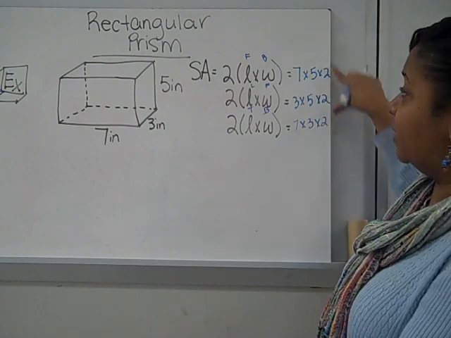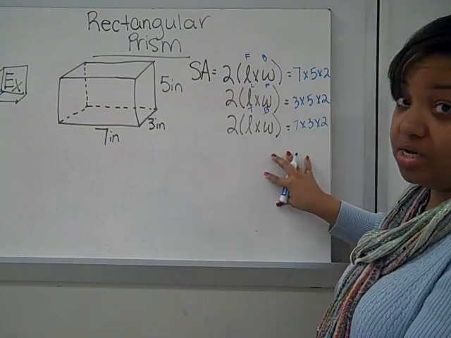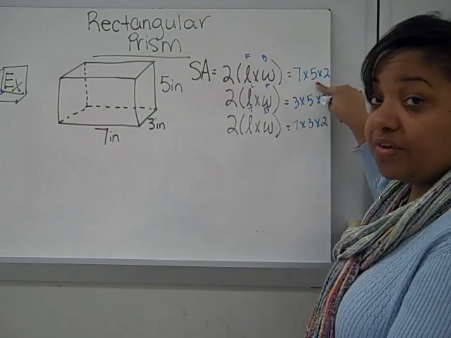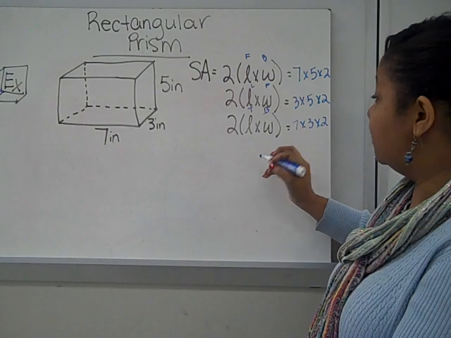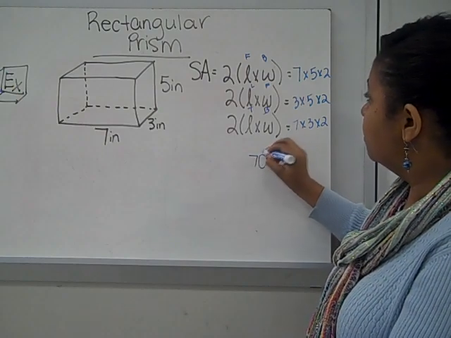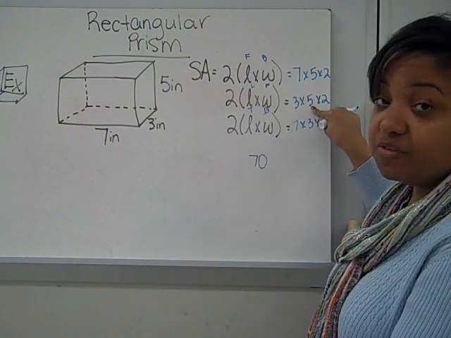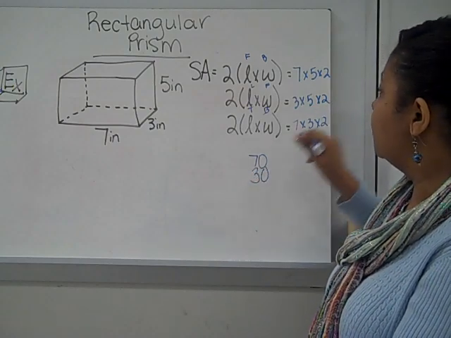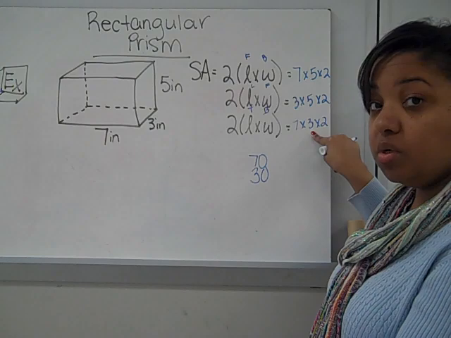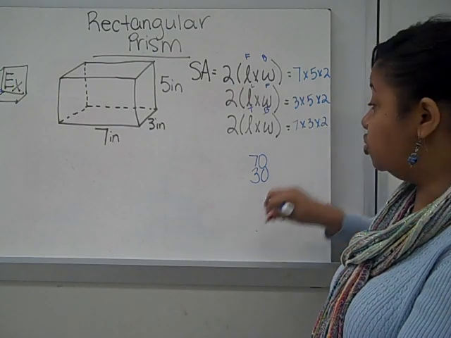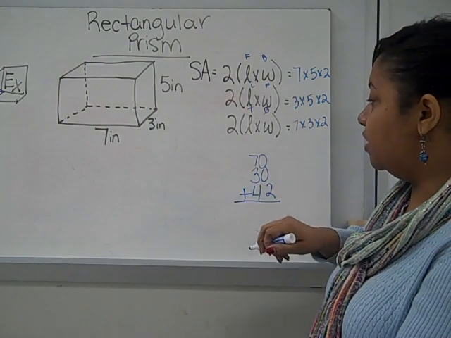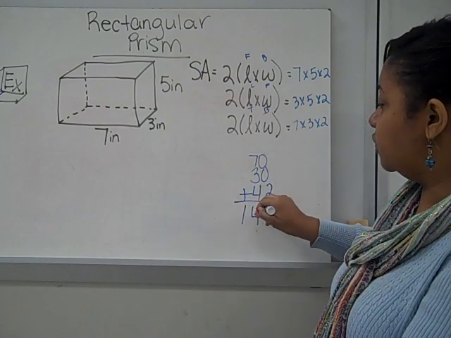So I'm running out of room. I can't write my answer here, so I'm going to write the answers down here, but you can do it in your notebook correctly. 7 times 5 is 35. 35 times 2 is 70. 3 times 5 is 15. 15 times 2 is 30. 7 times 3 is 21. 21 times 2 is 42. And once we add all of them up, we're going to get 142.